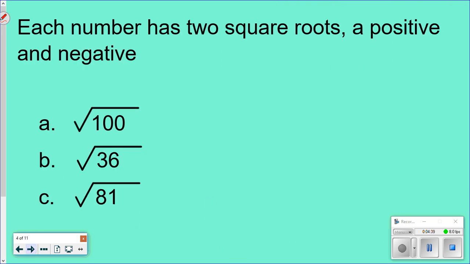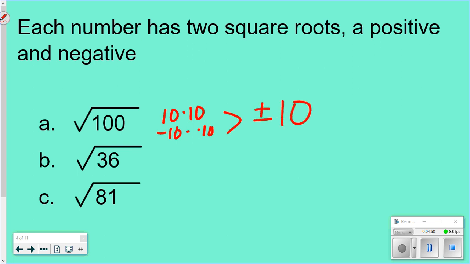Okay, so each number has 2 square roots, like I said, a positive and a negative, and let's find these. So what's the square root of 100? There's 2 answers. Well, you know 10 times 10 is 100, or you could do negative 10 times negative 10. So your answer could be plus or minus 10 for that.